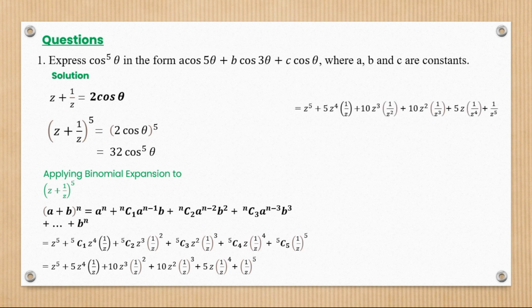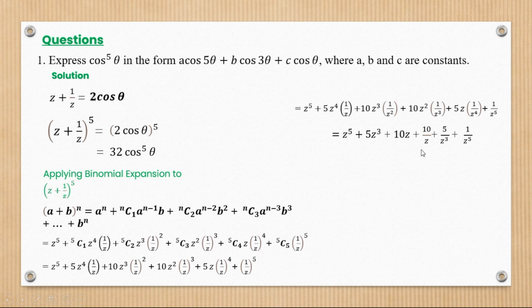Next, when we open brackets, we know that 5z to the power 4 times 1 over z is going to be equal to 5z cubed. 10z cubed times 1 over z squared is going to be equal to 10z. And then 10z squared times 1 over z cubed is 10 over z. Then here we have 5z times 1 over z to the power 4, which is equal to 5 over z cubed. And then 1 plus 1 over z to the power 5, and this stays as it is.